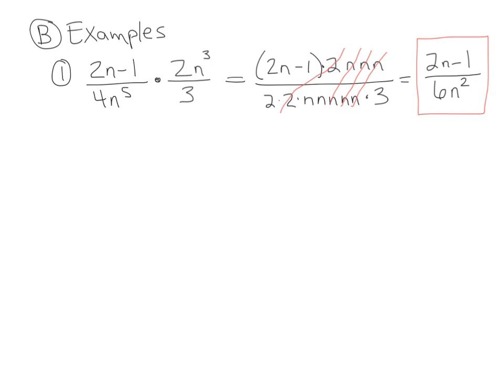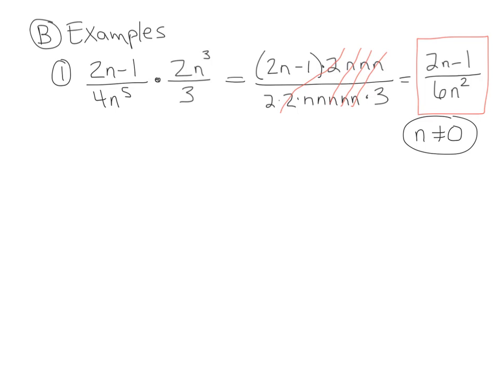You cannot cancel the 2 and the 6. Now everything here is being multiplied, but up here you have subtraction. All right, so that all goes together. Now don't forget your excluded values. So you look at the denominator, just the denominator, and it can never equal 0, so n can't be 0. Because if you multiplied by 0, the whole thing would be 0.